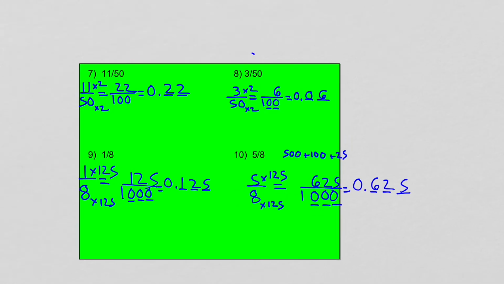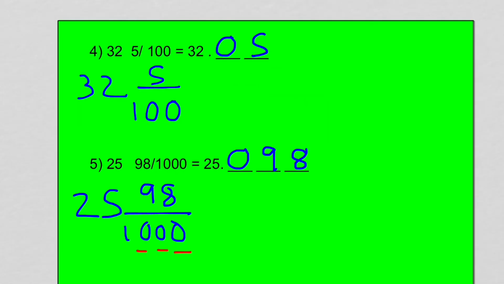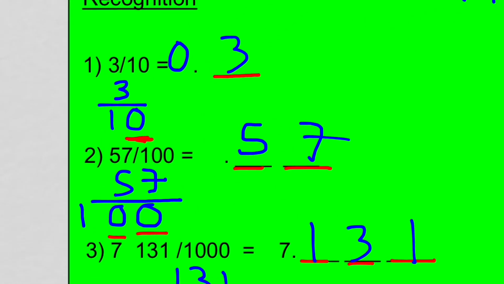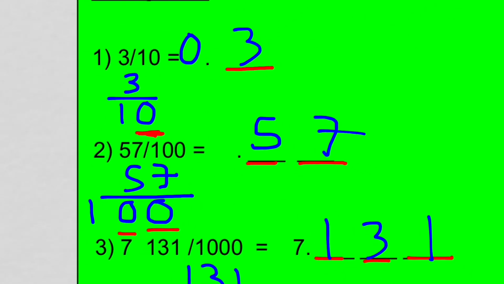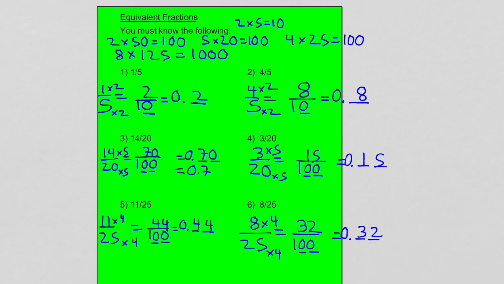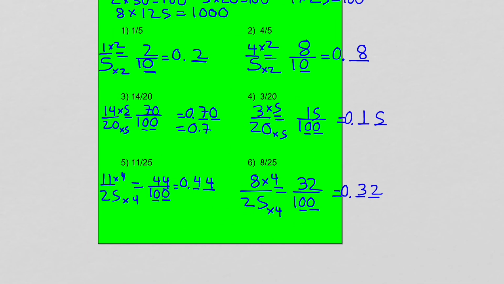So there's 2 ways so far we've learned to convert a fraction to a decimal. The first way was by recognition or mental math. That's when the fractions are already based out of a 10, 100, 1,000, 10,000, etc. The other way was by equivalent fractions, and that's if the fraction isn't out of 10, 100, 1,000, or 10,000, we can use equivalent fractions to make it out of that.